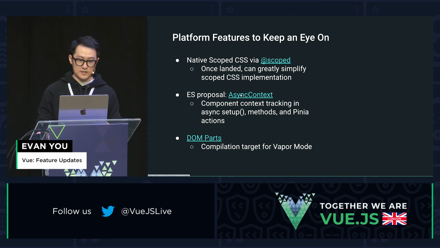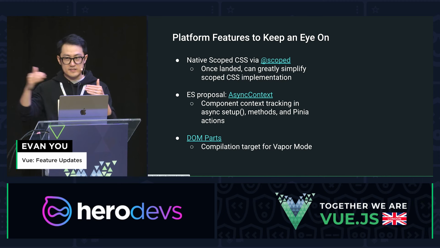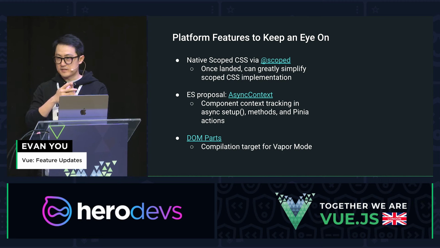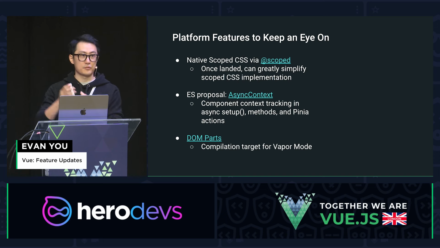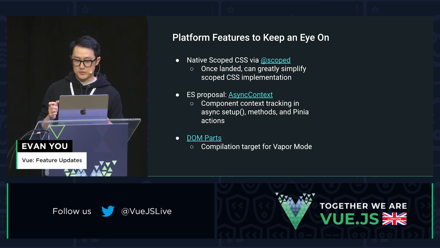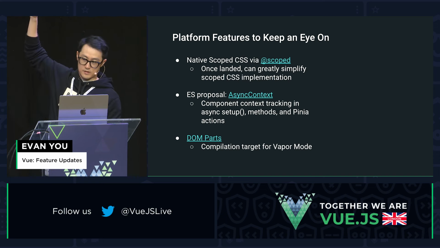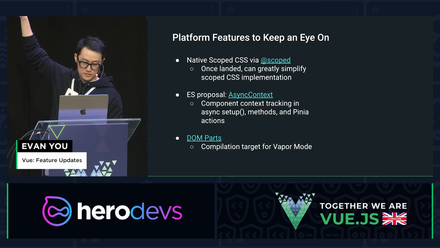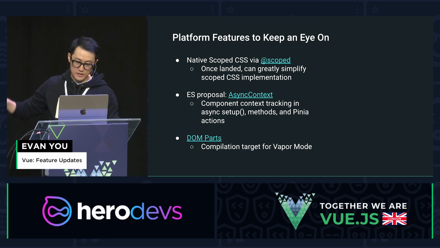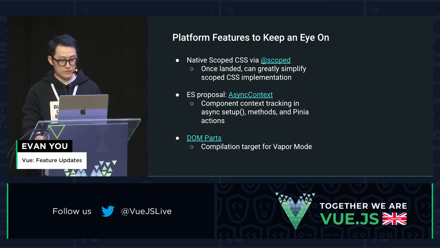And then there's async context, which allows us to track the current component context in an async call stack. So in async setup, async methods, and async pinia actions, we're going to be able to know which component initialized it. And then there's the DOM parts, which is going to be an important compilation target for Vapor Mode. A lot of these are ranking from closer to materialization to DOM parts, which is super early stage. But these are the things that we're keeping an eye on, we're excited about. We believe they'll help Vue core to be simpler and more efficient.